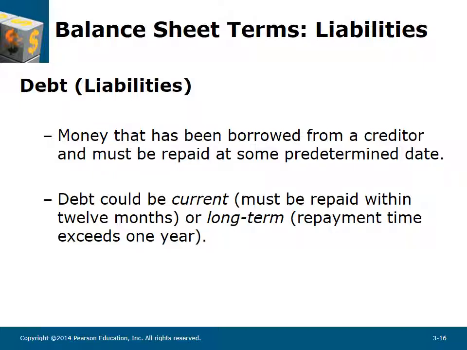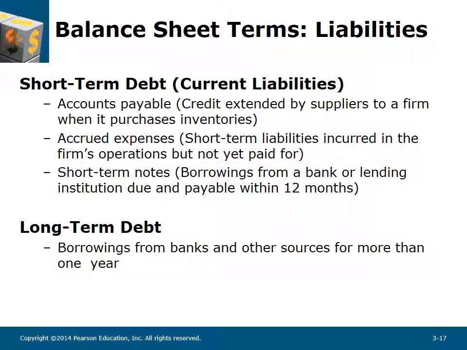Debt or liabilities is money we borrow from a creditor and must be repaid. Debt could be current or long-term, as we stated. Short-term debt typically is things called accounts payable. This is credit extended by our suppliers that we pay in a relatively short period of time. There's another type of short-term debt called accrued expenses. These are also short-term liabilities incurred in the firm's operations but not yet paid, things like salaries.